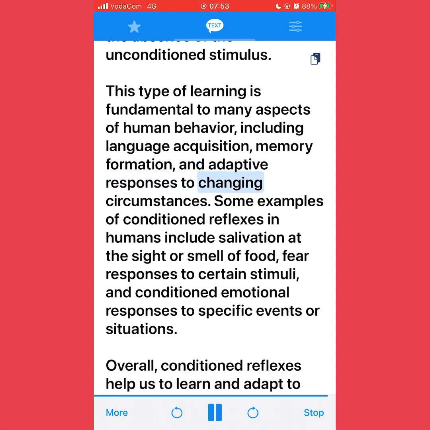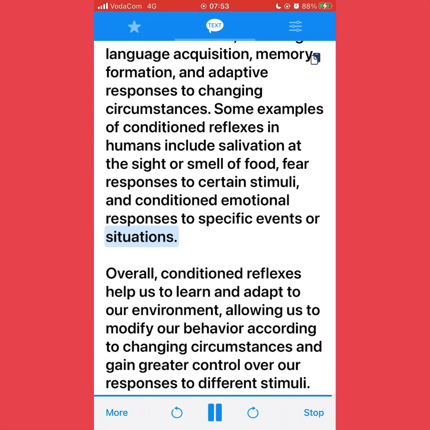responses to changing circumstances. Some examples of conditioned reflexes in humans include salivation at the sight or smell of food, fear responses to certain stimuli, and conditioned emotional responses to specific events or situations. Overall, conditioned reflexes help us to learn and adapt to our environment, allowing us to modify our behavior according to changing circumstances and gain greater control over our responses to different stimuli.